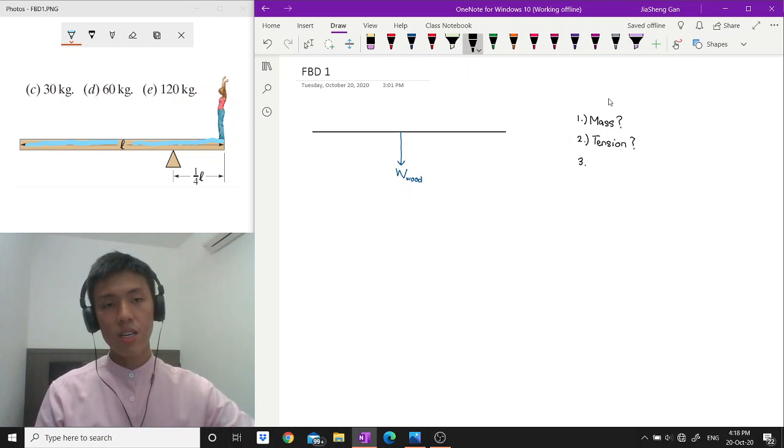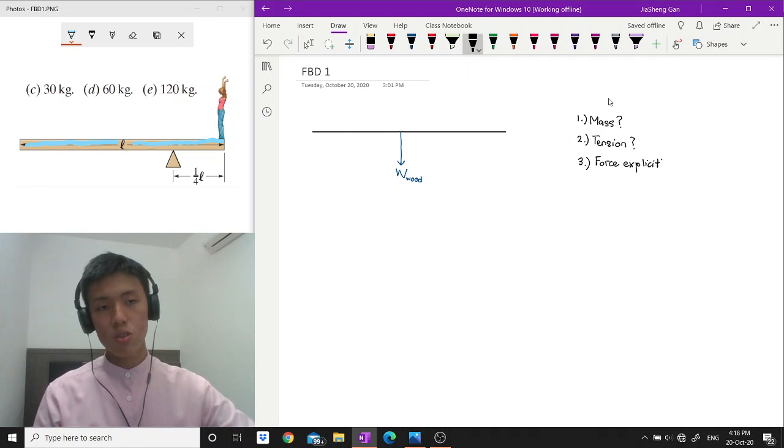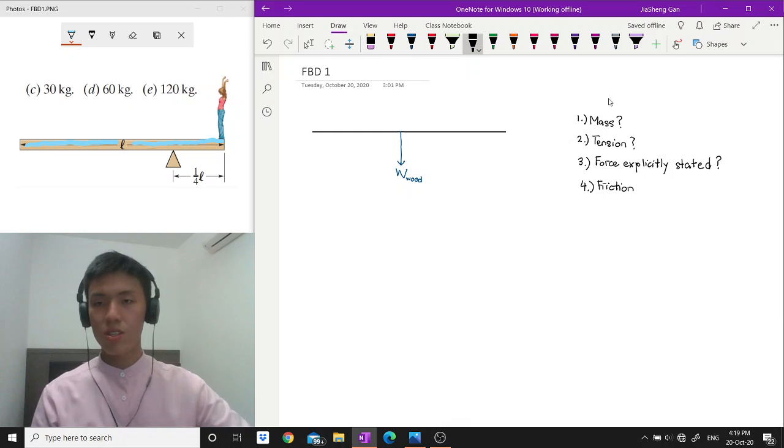Next thing, any force being explicitly stated? I believe the answer is no as well. They didn't draw any F here. So the fourth thing is whether there's friction. We base it on the previous diagram, whether there's any friction or not. In this case, there's no friction. I mean, the friction is irrelevant here.